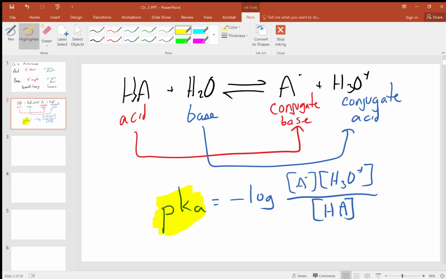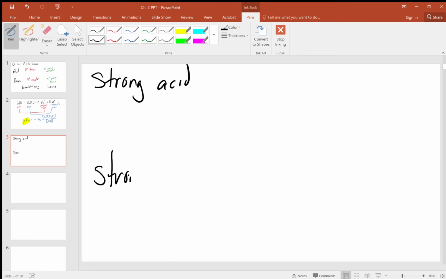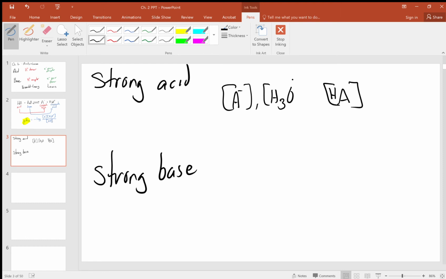So let's think about those terms: strong acid, strong base. So for a strong acid, HA is very willing to give up its proton. So the concentration of A- and H3O+ are going to be a lot larger than HA. That means that our Ka value will be small. And since pKa is a negative log of this, the pKa value will be large.